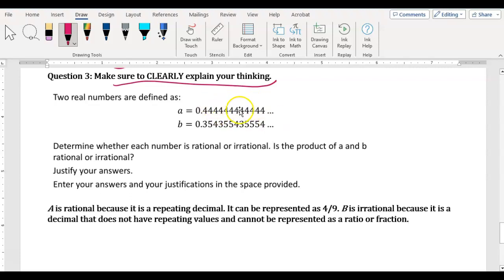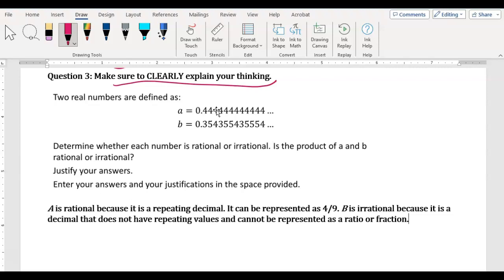Now, one thing that would make it a little clearer that A is a rational number is if there was a line over that 4, because the line over the number means that it is repeated. It goes on and on and on. But at any rate, B is irrational because it has a decimal that doesn't have repeating values. We can't find a fraction or a ratio that would represent it.